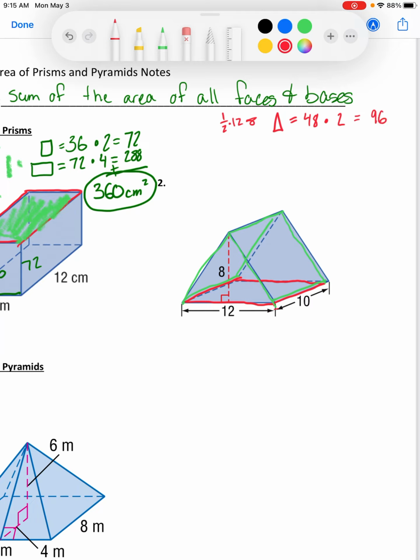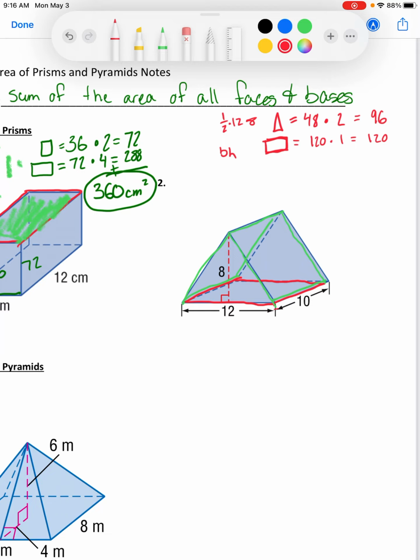Now, the next thing I think we should tackle is probably this rectangular base, which is a 12 by 10. And once again, the formula for a rectangle is base times height. So we'll want to do 12 times 10, which would be 120. Now, there's only one of these, so we'll multiply it by 1, and that leaves us with a total of 120 units squared. Now comes the challenging part.